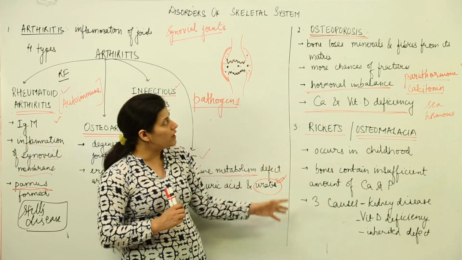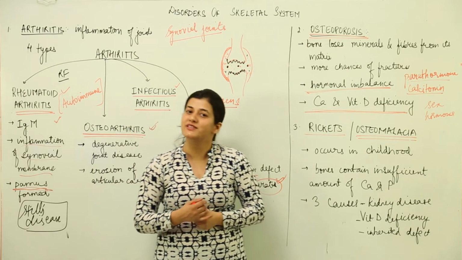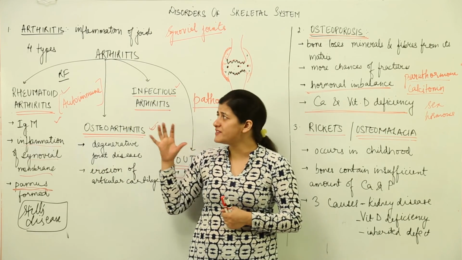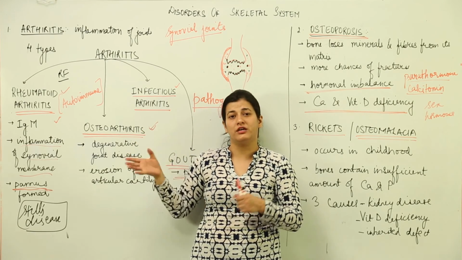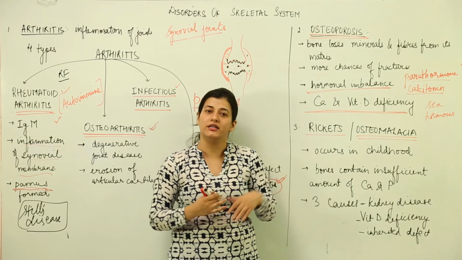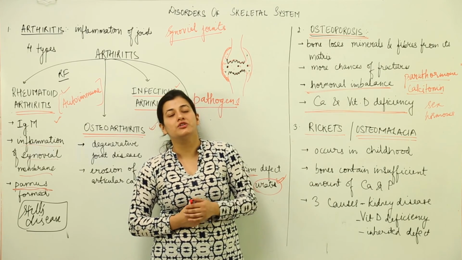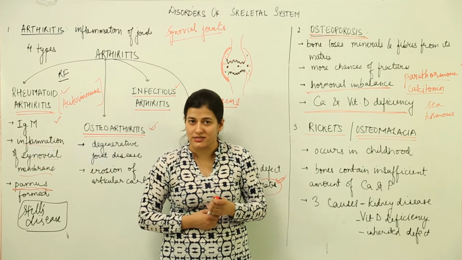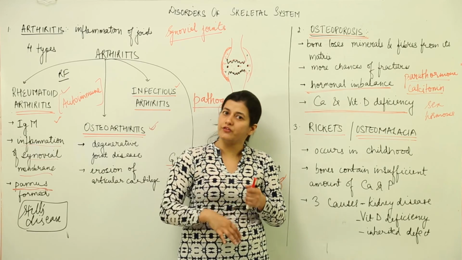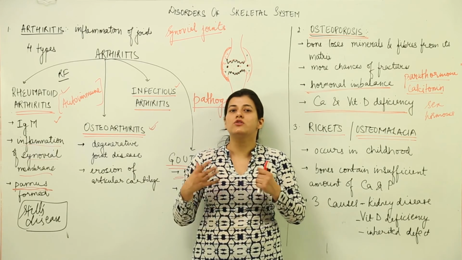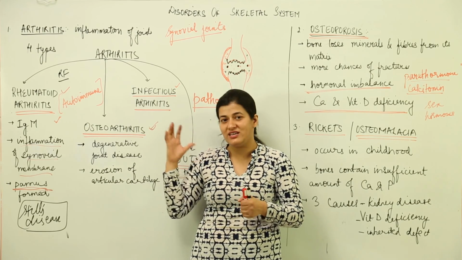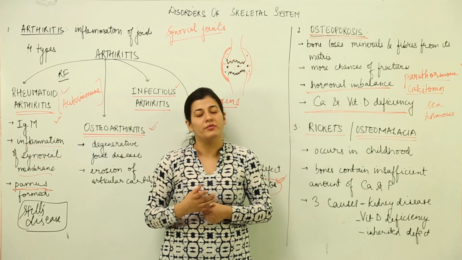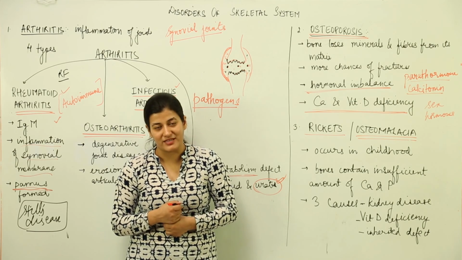So this is all about the disorders of the skeletal system. You have seen the skeletal system can malfunction if inflammation of the joints takes place, or if the bones are deformed and weaker, then also the skeletal system ceases to function, or if it does function, there is a lot of pain resulting from these deformities and malfunctions of the skeletal system. Thank you.